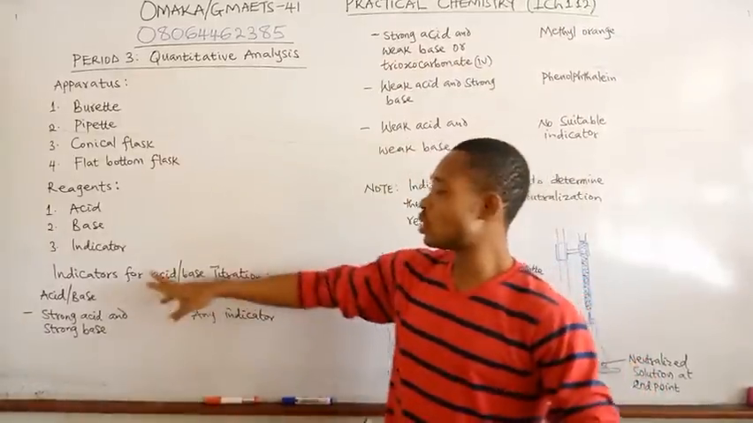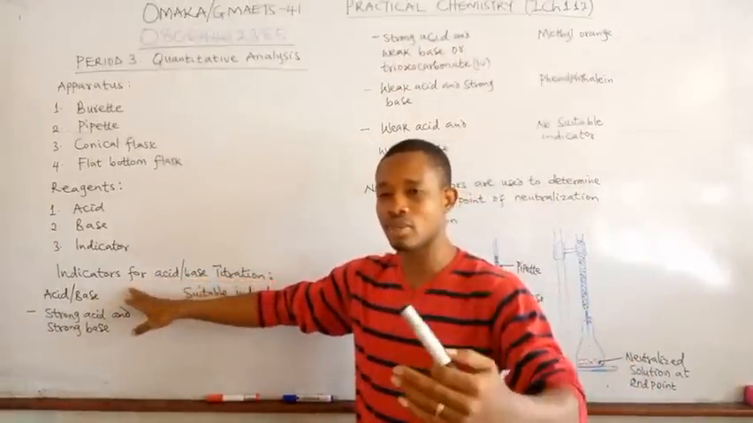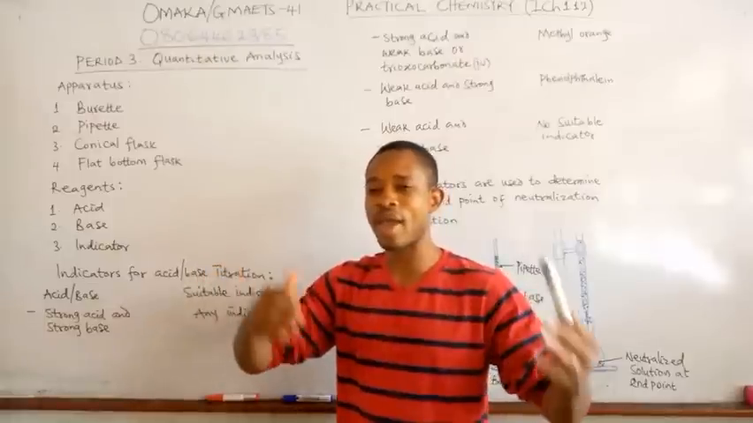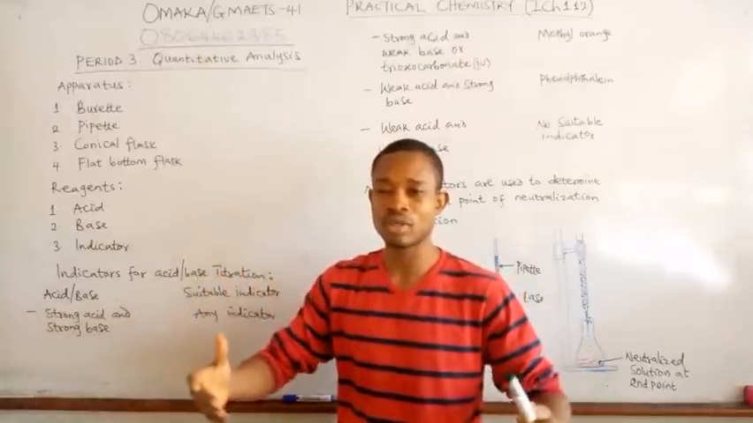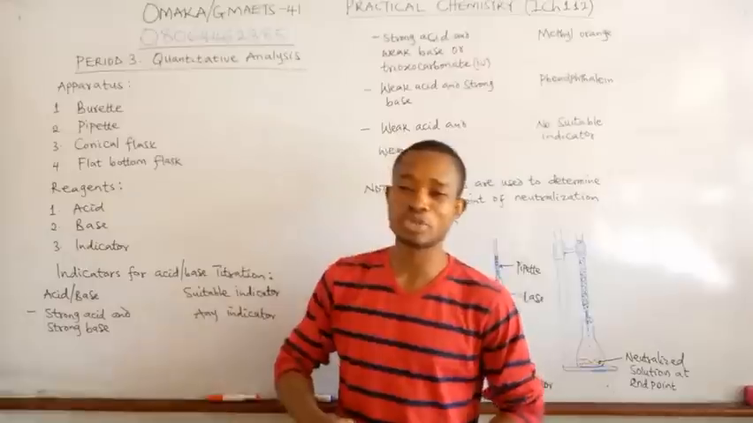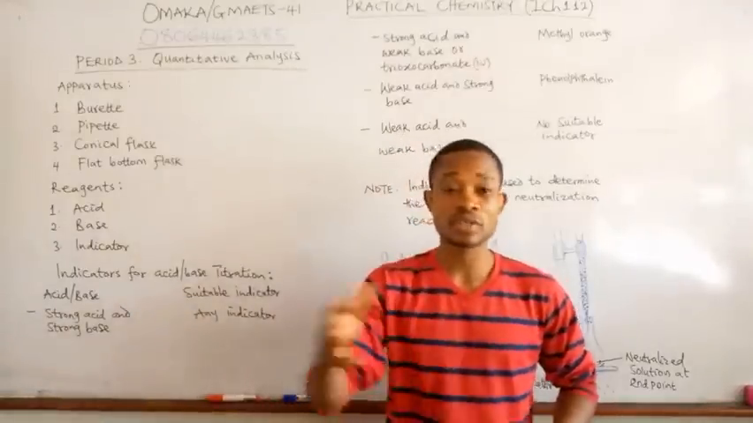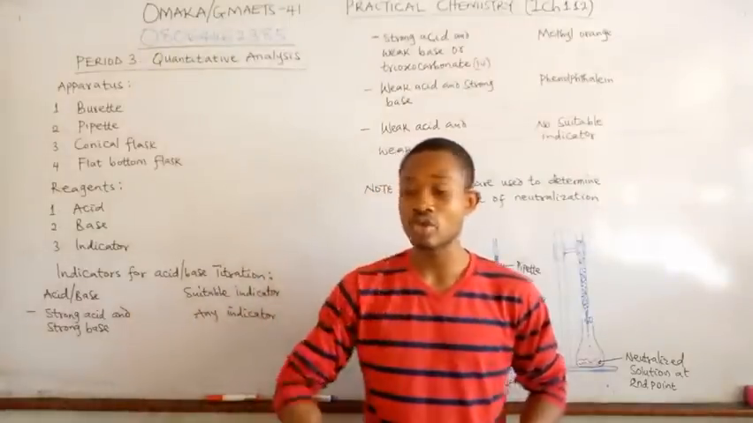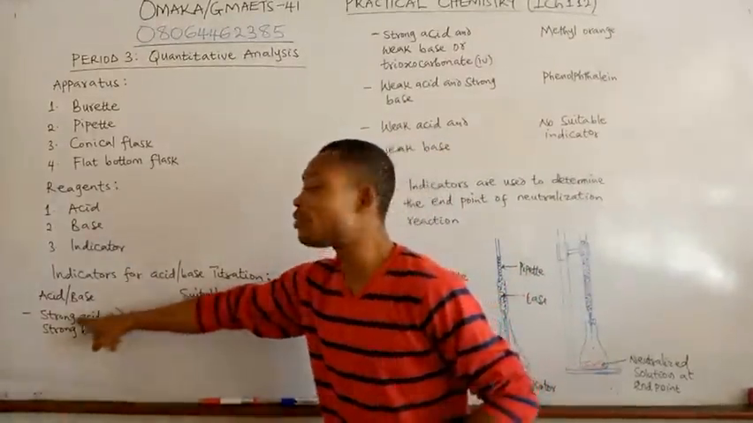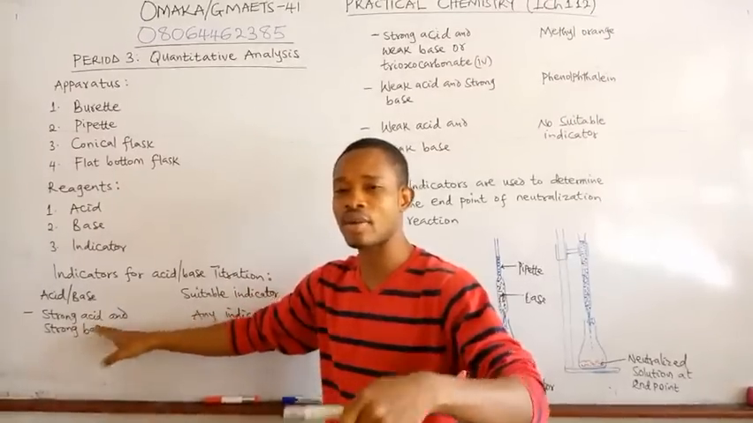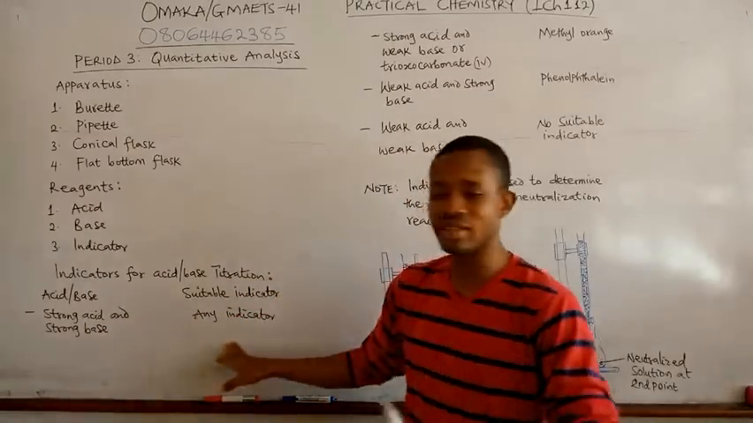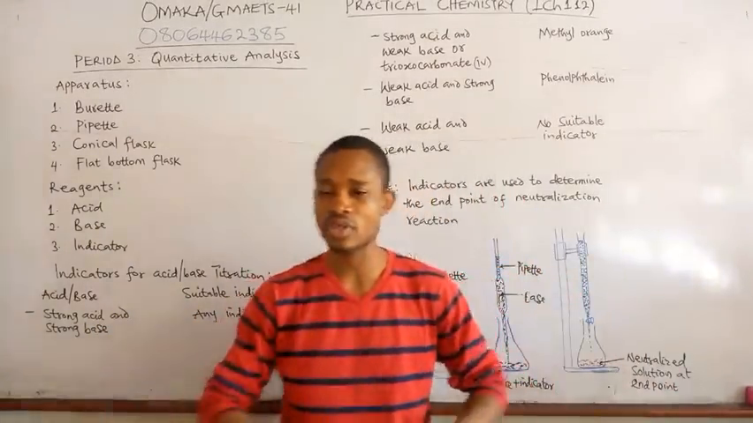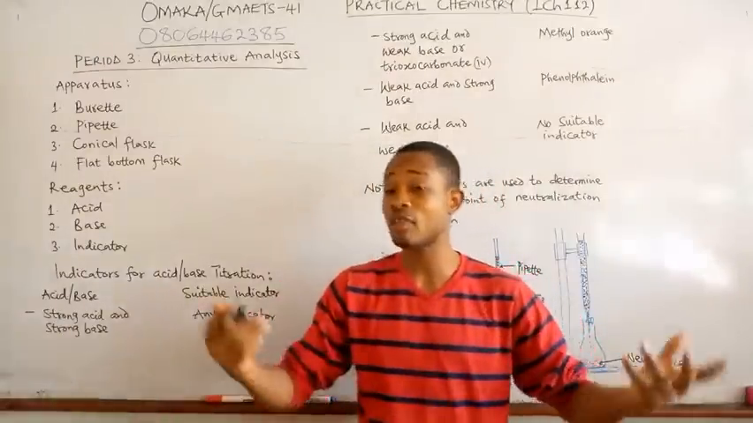Now, before we move on, we want to look at what indicator is suitable for a given acid-base pair. We want to carry out a titration reaction using a given acid and a base. Which indicator would be preferable to use? Now, we have them on the board here. If the acid is a strong acid and the base is a strong base, any indicator can be used. So you can use methyl orange, you can use phenolphthalein.